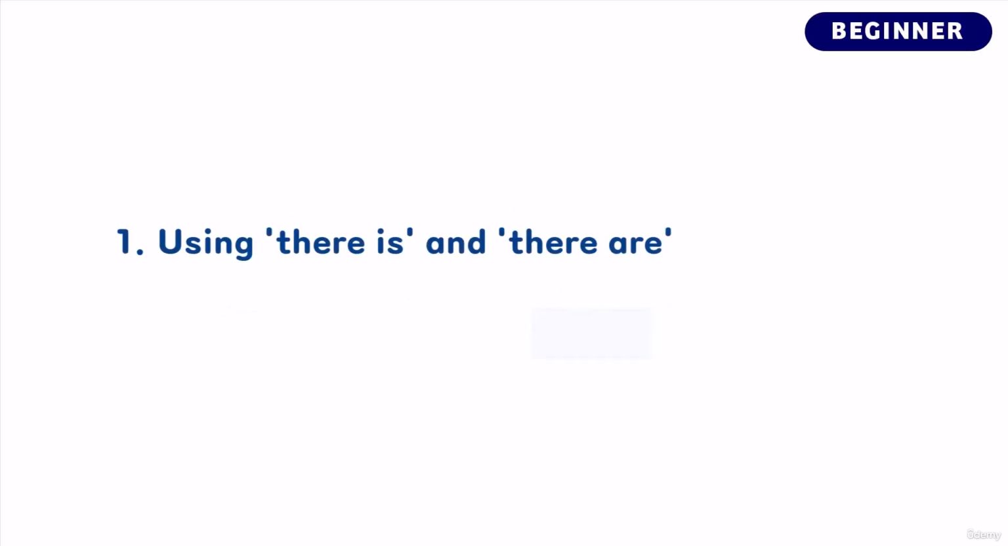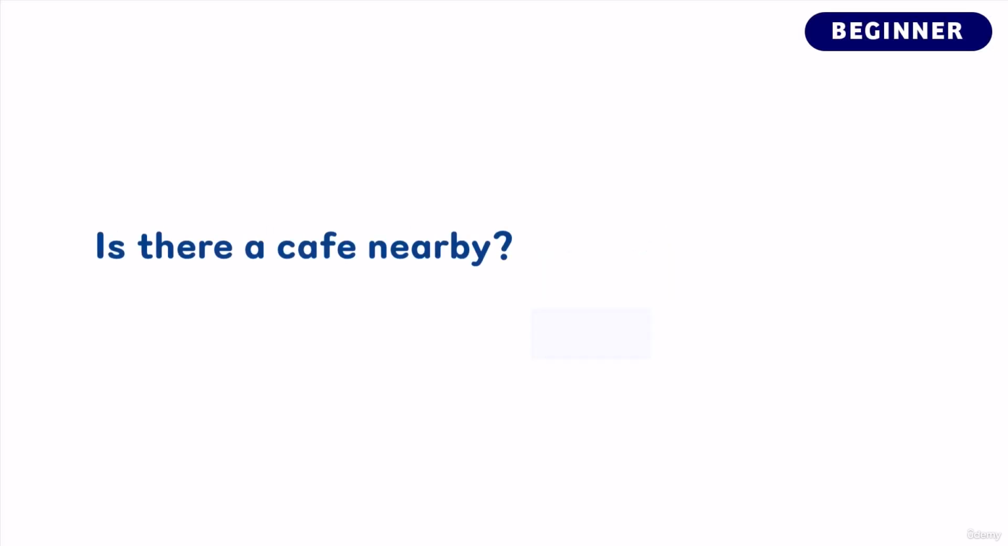In this lesson, we're going to learn how to use the phrases there is and there are to talk about how something exists. First, here's how we can ask questions using there is. Is there a cafe nearby?